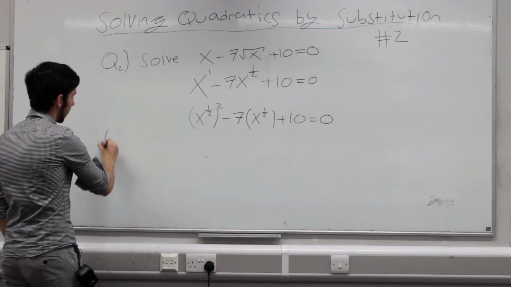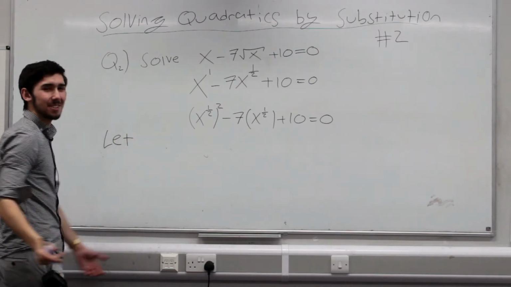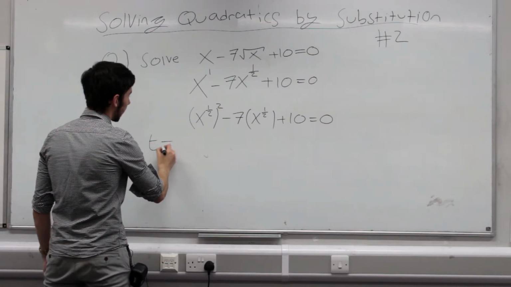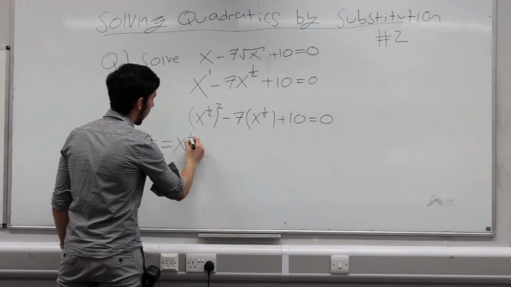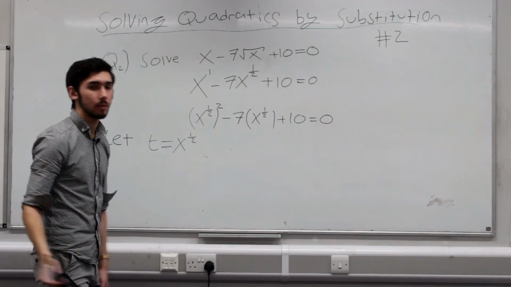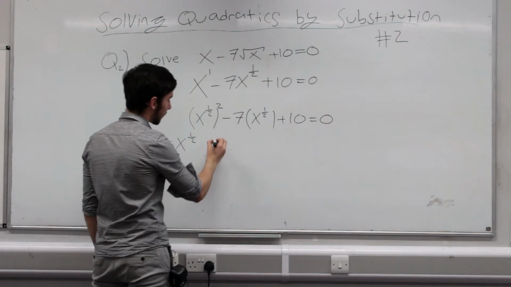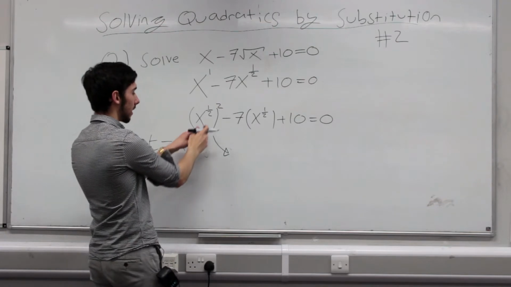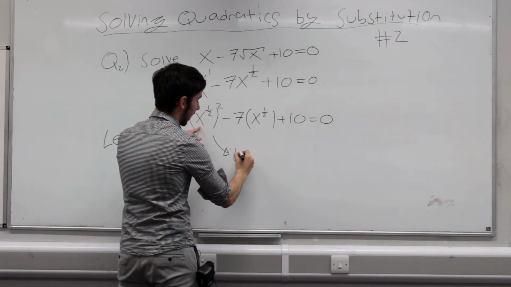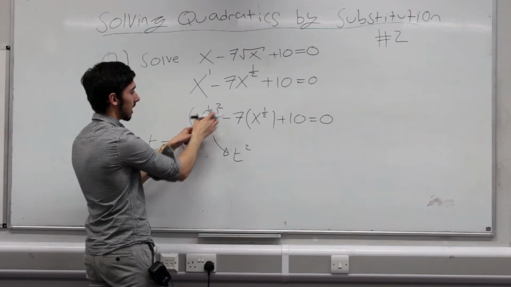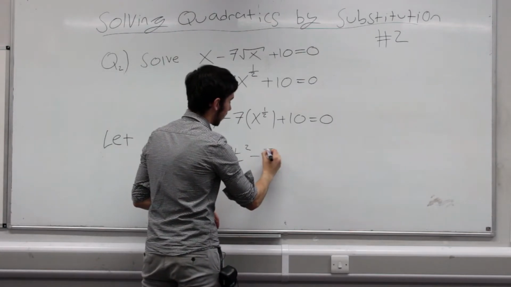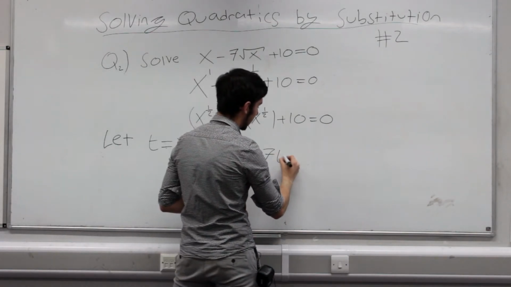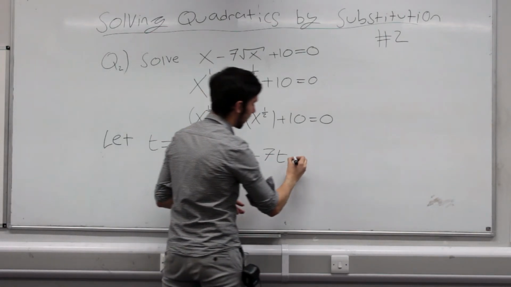Today, guys, let's do a t instead of a u. I'm going to say let t equal x to the power of a half, or square root of x. Why am I doing that? Because now, if x to the half is t, then there's a t there, and it's being squared. There's the t, there's the square. Minus 7 times x to the half. x to the half is, again, t. So minus 7t. Okay, and then plus 10.